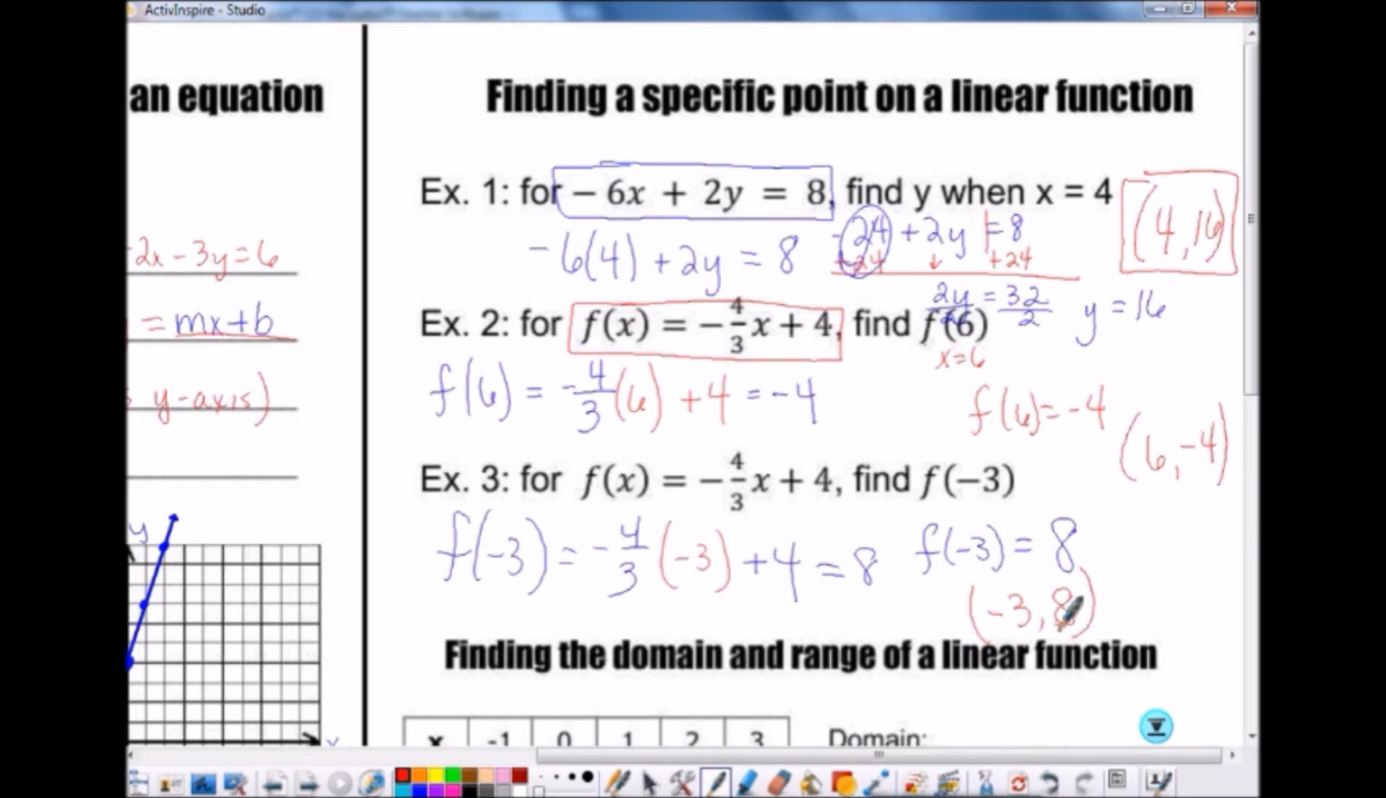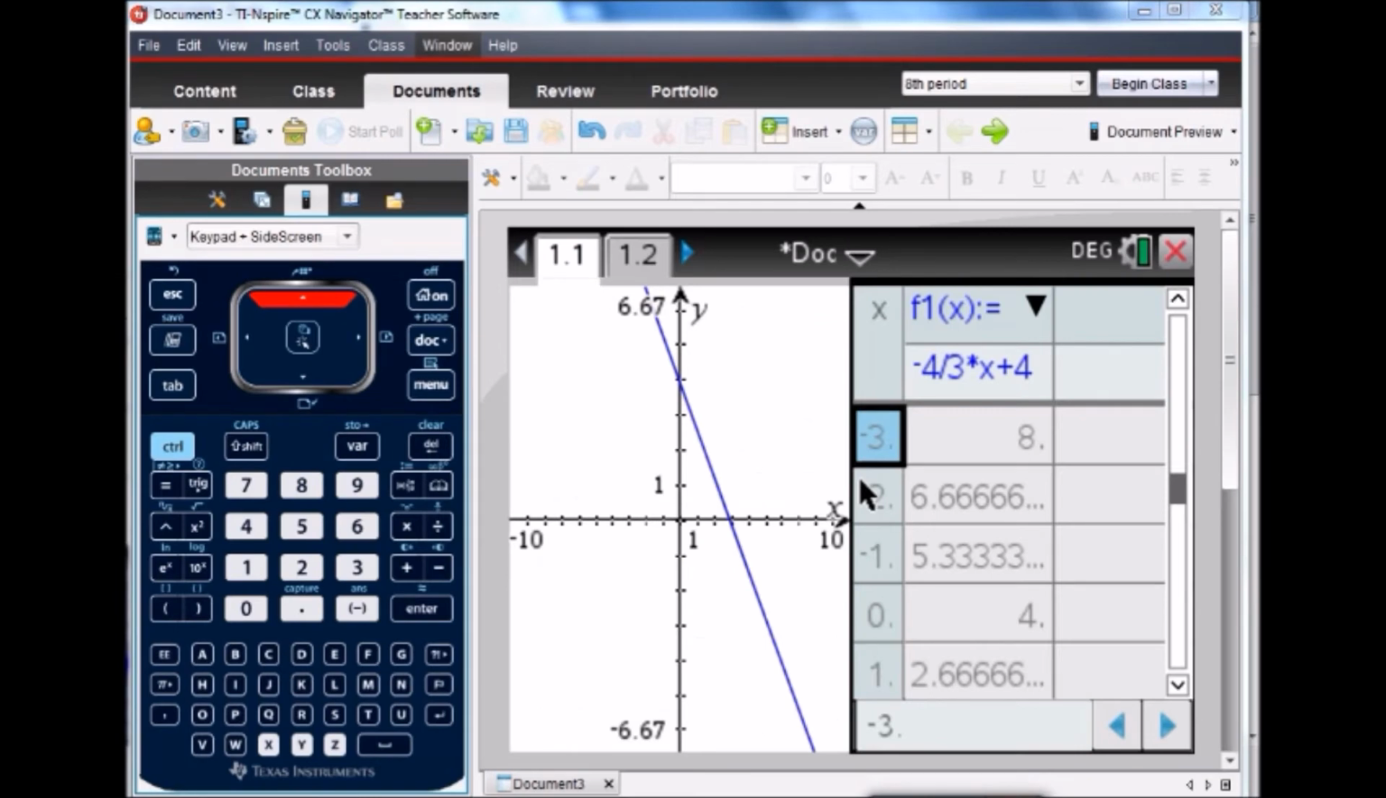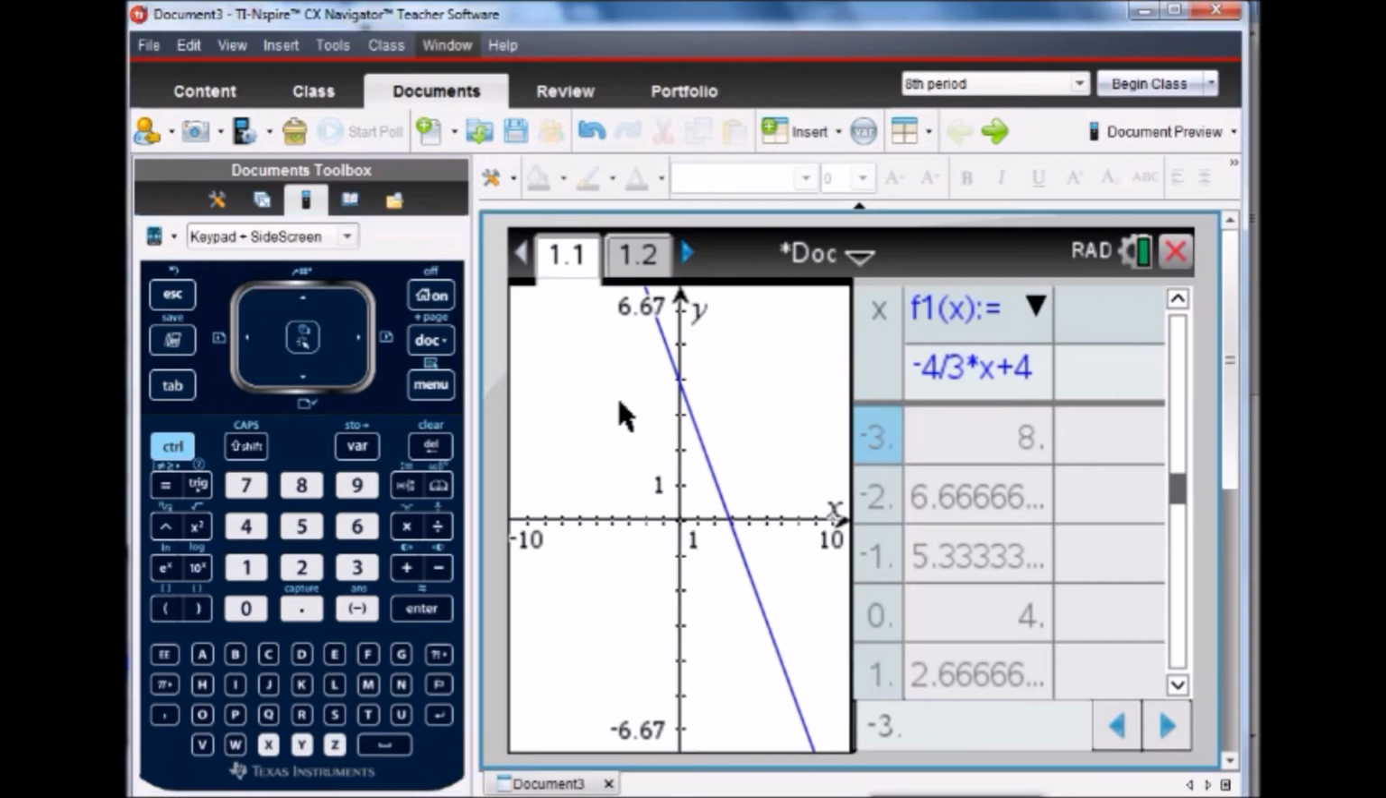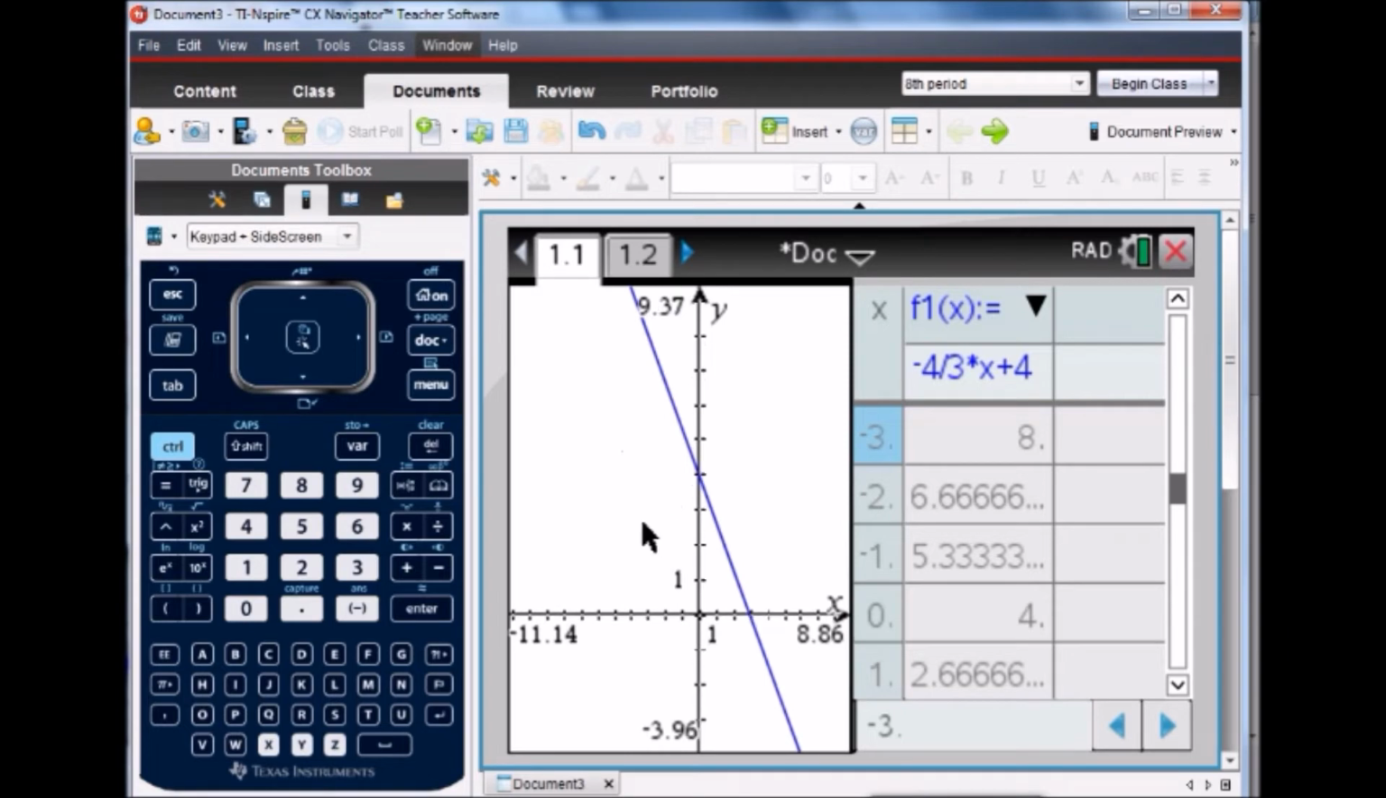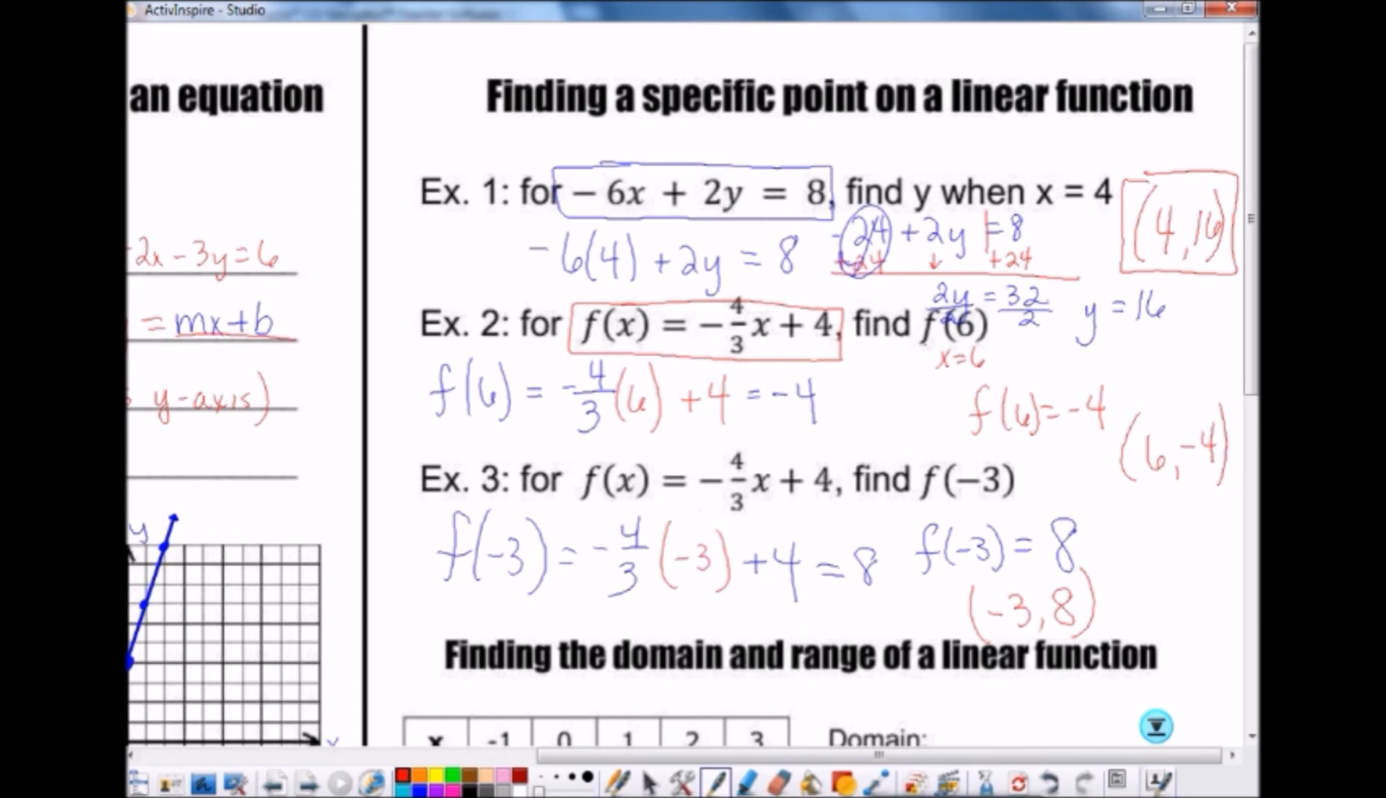Let's look at my graph then. So here's my graphing calculator, and if I go to negative 3, I do get 8. So if I go over to negative 3, even though you can't see it right now, and then I go up, I do hit 8. So there's two ways of doing this. You can actually do it by hand or looking at the graphing calculator.